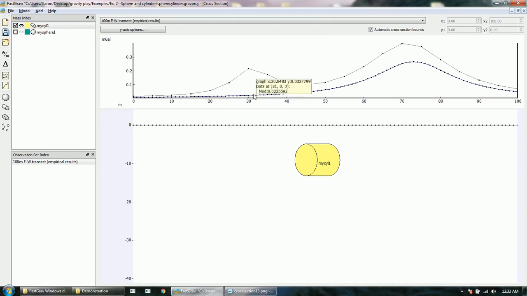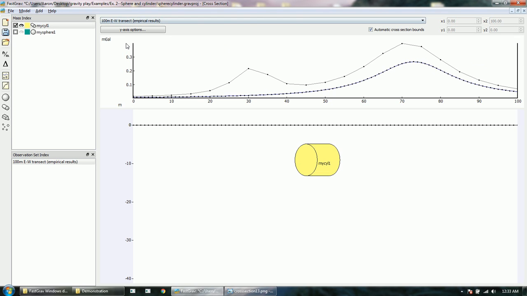The blue curve here, I hope you can see that that's blue, is the modeled gravity profile. This is what FastGrav is calculating or forward modeling from the mass item scenarios that you give it. This gray curve is my empirical gravity curve. For a real gravity survey, this would be a graph of your field data after corrections.